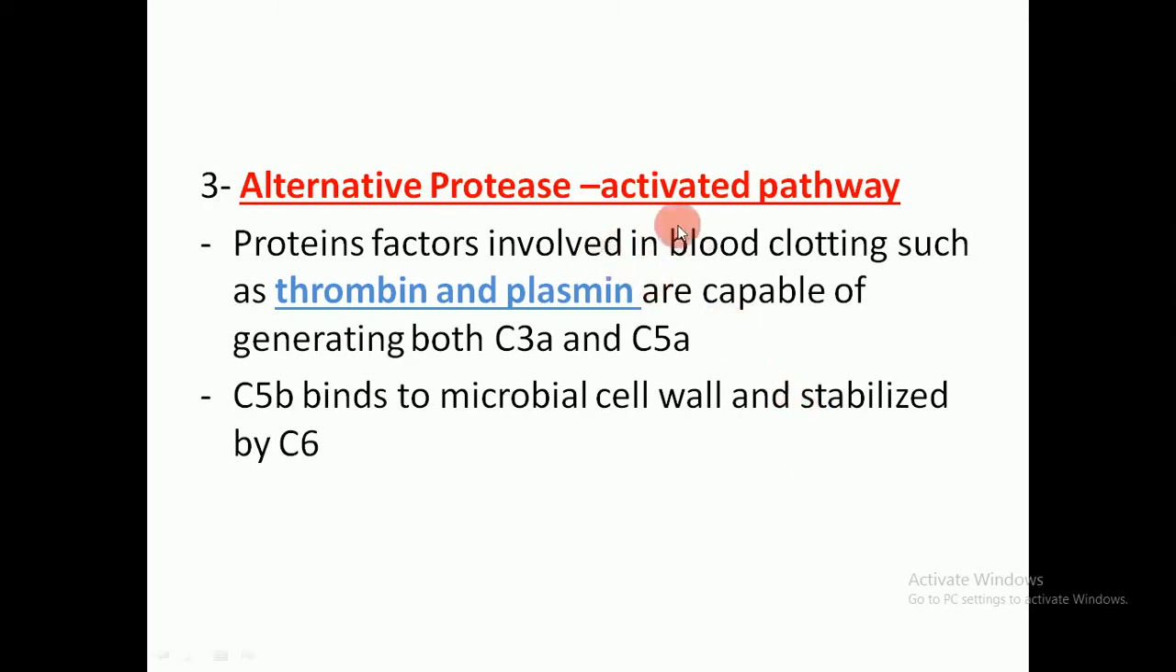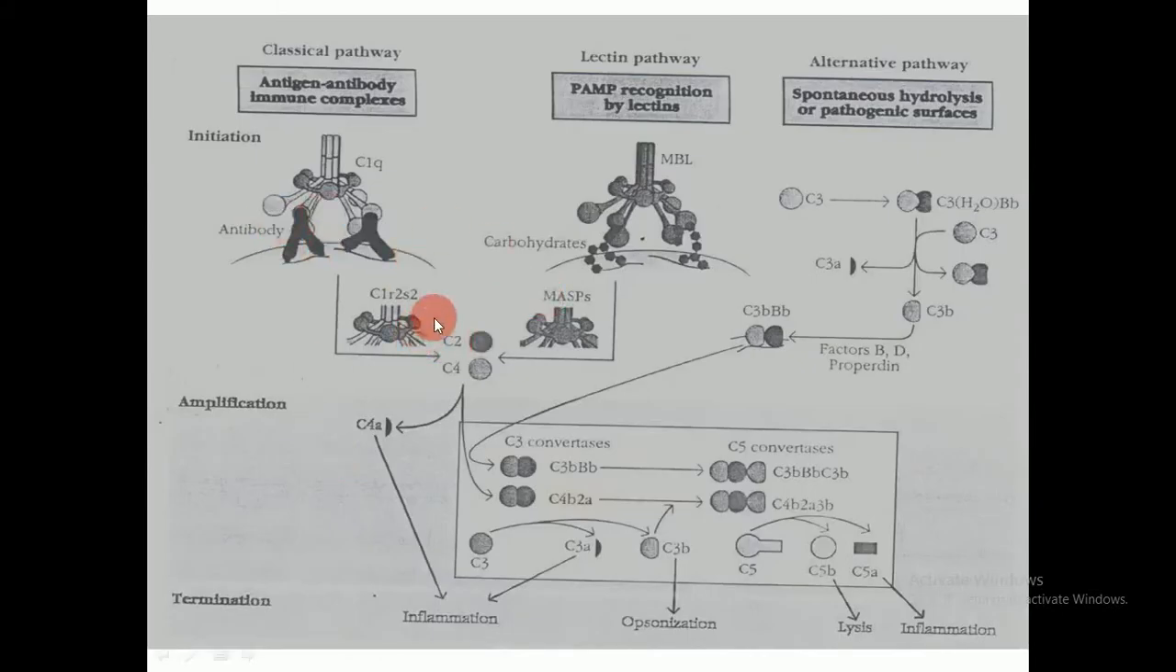The third pathway of the alternative is the protease activated pathway. The factors involved in blood clotting, such as thrombin and plasmin, are capable of generating both C3a and C5a. C3b binds to the microbial cell wall and is stabilized by properdin. And this is the summary of the complement activation. This is the classical, this is the lectin, this is the alternative.